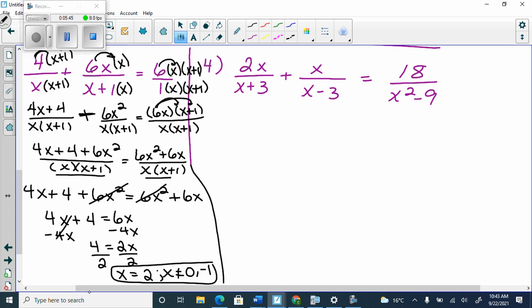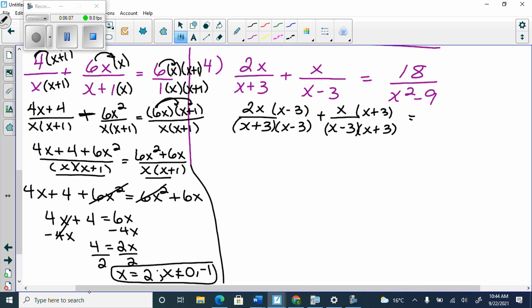You end up having to use the quadratic formula. First off, you have to spot that it's x plus 3, x minus 3, which most people did. So we get 2x over x plus 3, and I have to times this one by x minus 3. Then I have x over x minus 3, and I have to times that one by x plus 3. And then this one is 18 over x plus 3, x minus 3. So it already has a common denominator.